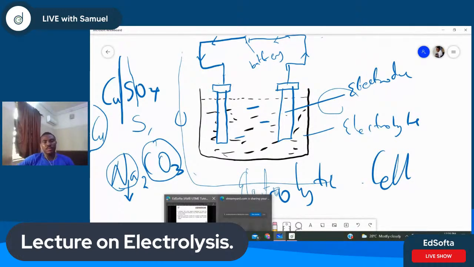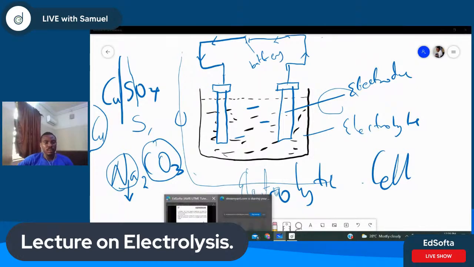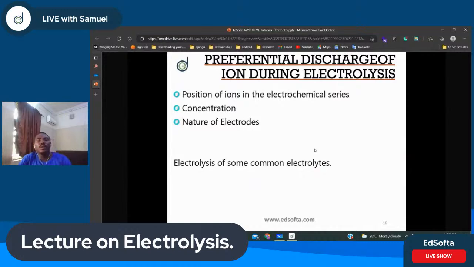So now, let's move on. Preferential discharge of ions during electrolysis. Like I said, during electrolysis, the decomposition of compounds happens, which allows them to move away from their combined state into their singular state. So the compound is no more combined; everything is now in its singular state. There are three things that affect the preferential discharge of ions during electrolysis.